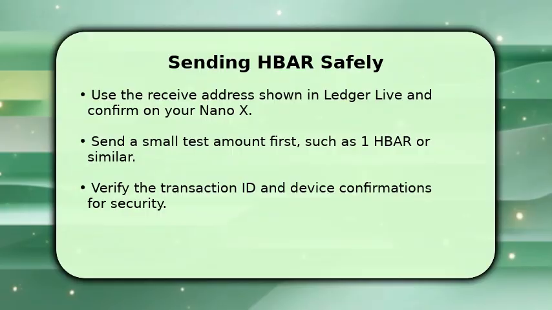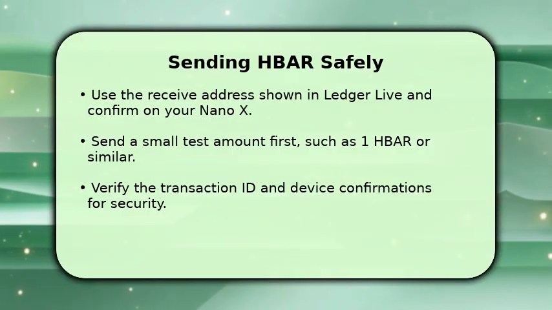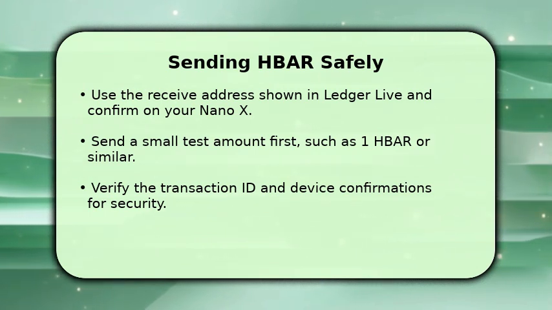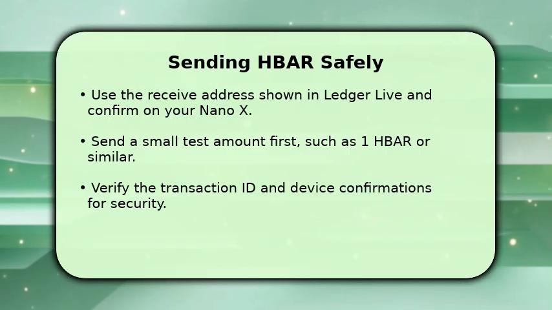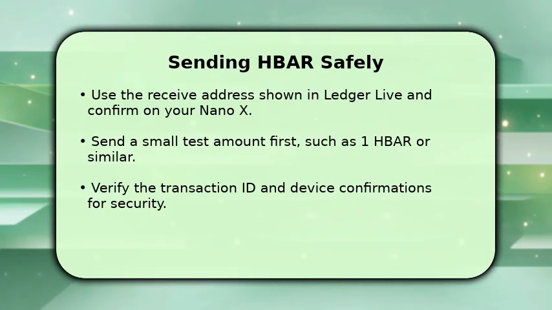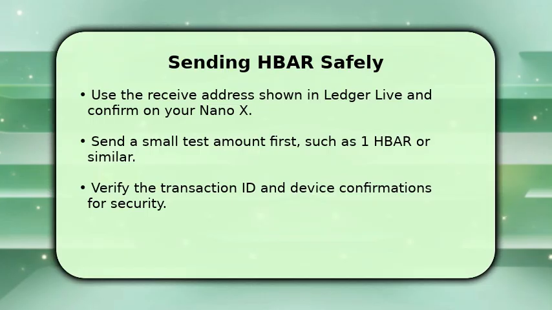Start by selecting Receive in Ledger Live and choose your Hbar account, then verify the address on the Nano X screen. Send a small test amount like 1 Hbar to confirm everything works and check the transaction ID in both Ledger Live and your Explorer. If the test succeeds, send the full amount and always confirm each TX on the hardware device to stay safe.